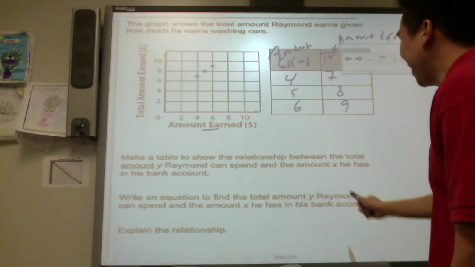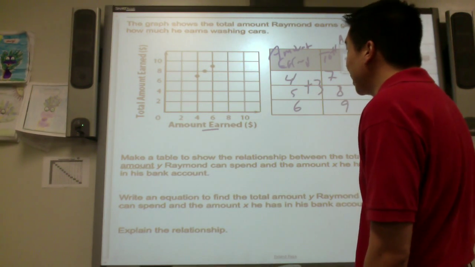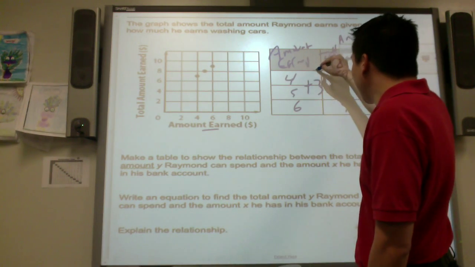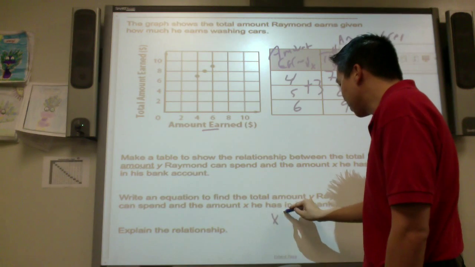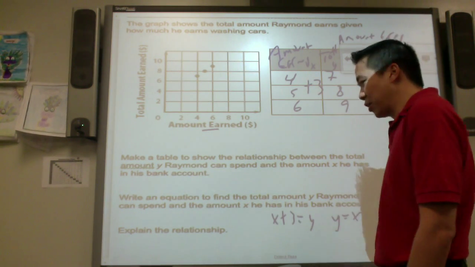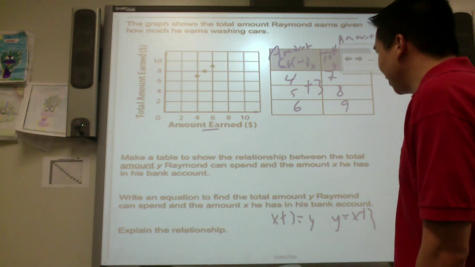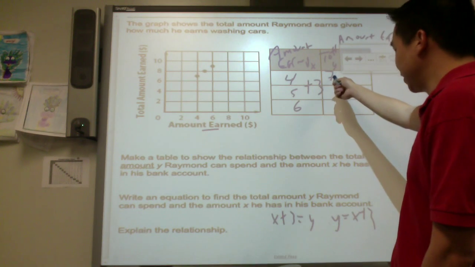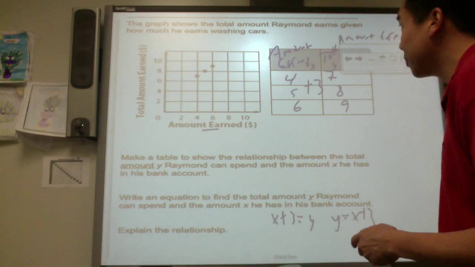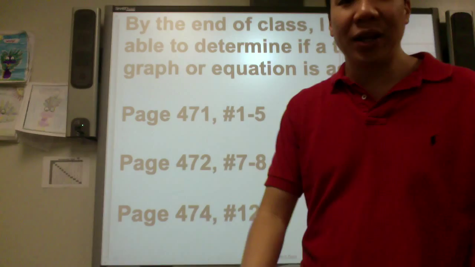Now write an equation. How do you turn a 4 to a 7? Think about it. You're adding 3. You're adding 3 to it. So if you're adding 3 to what value? X, Y. So X plus 3 equals Y, or Y equals X plus 3. Explain the relationship. So the total amount they made out of this is 7. And you're adding 3 to how much they earned. And that is additive relationships.